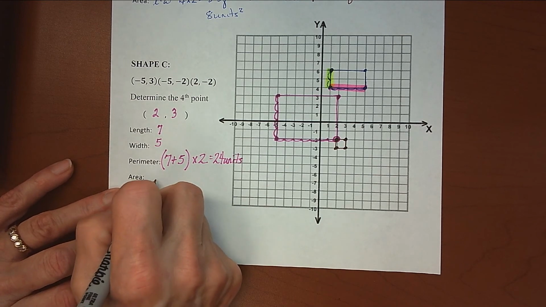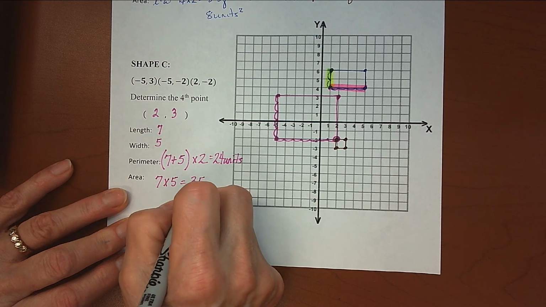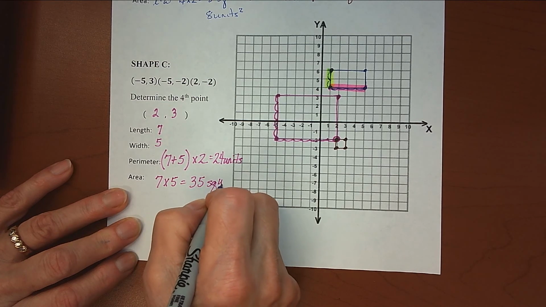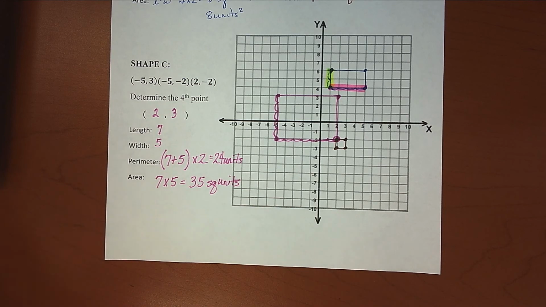And then our area then would be 7 times 5, and that'll give us 35 square units for our area. All right, we're going to stop this video now, and we'll practice more with this in class.